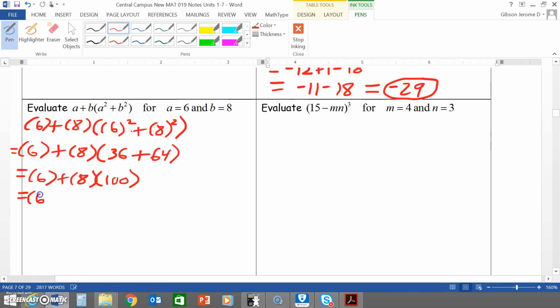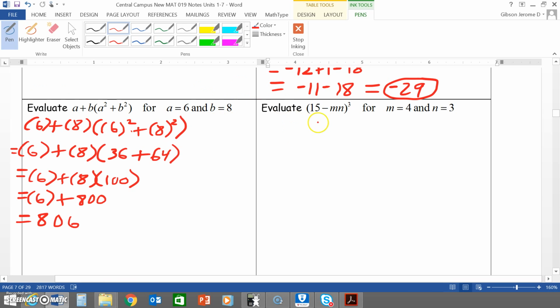Now we will have 6, plus we have these two parentheses which are separated. I made a mistake and linked them together, but these are two separate parentheses. So we would do 8 times 100, which is 800. So now we're just left with addition, which will give us 806.